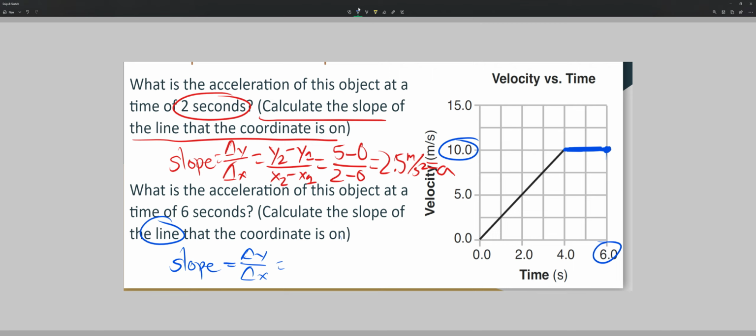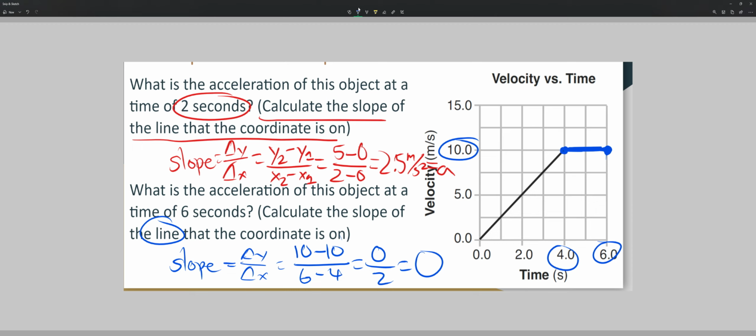So my second y, the y of this coordinate at 6 seconds, is 10, and the y coordinate at 4 seconds is also 10. And my delta x, my second x would be 6. I'm going from 4 to 6 seconds, that's where my line is from. So 6 minus 4, so you have 0 over 2, and you get 0. So my slope here is 0.